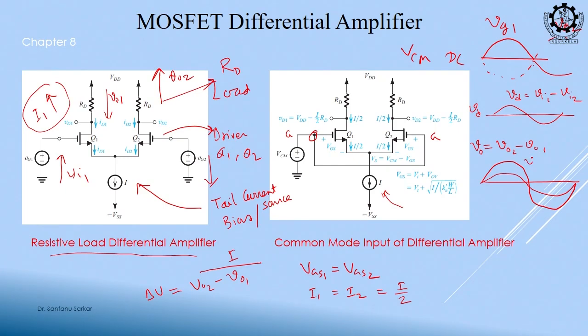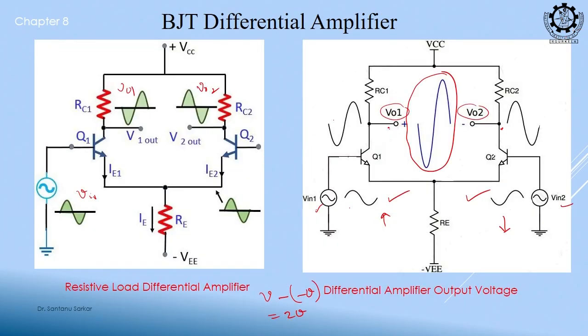So, this is Vo and this will be Vo2, and Vo1 will be out of phase with Vo2, understood. And if we subtract them, if this is del V, this should be twice del V. So, this is our differential amplifier.